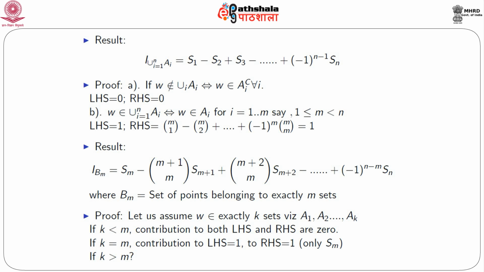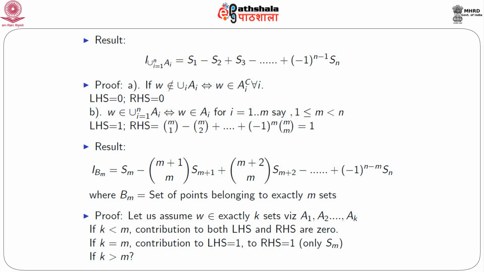Similarly, if we have a set B_m of points belonging to exactly m sets, we can show that I_{B_m} is Sm minus (m+1 choose m) S_{m+1} plus (m+2 choose m) S_{m+2} and so on. Well, the proof is a bit tedious compared to the first one, so I will give a sketch.